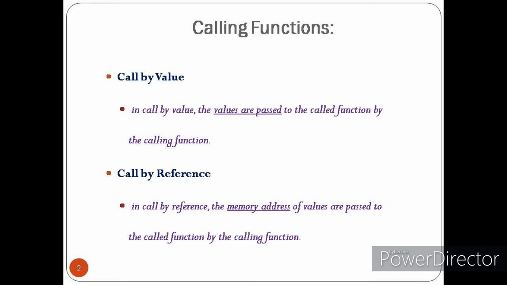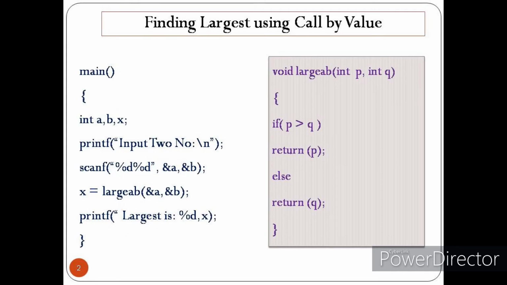To understand the details, let us consider an example. This is an example program for finding the largest of two numbers. We have a main program that uses a function largeb for finding the largest of two numbers. So A and B are the actual arguments. P and Q are the formal arguments. So when the function is called, the values in A and B will be copied to P and Q.